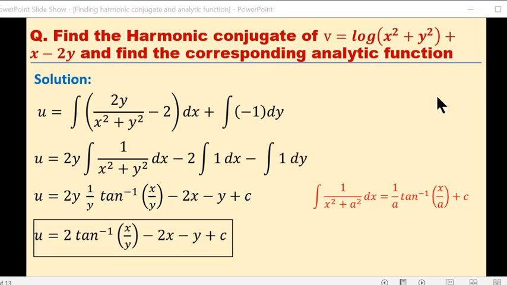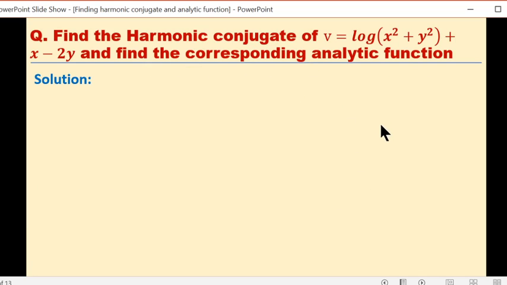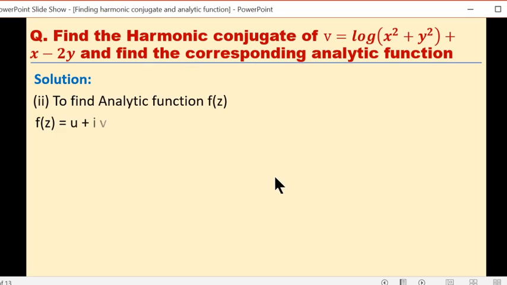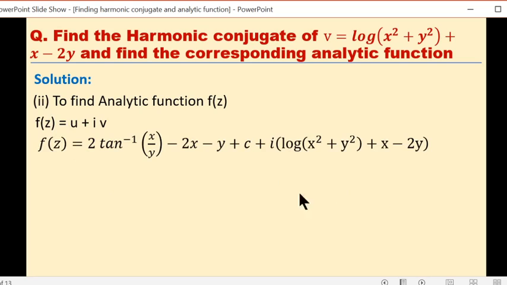Now we have answered the first part. We have found out the harmonic conjugate. अब इसमें एक second part है, and that is find the corresponding analytic function. This is very easy. We have to find f of z. f of z क्या है? u plus iv. यहाँ पर v जो था वो क्वेश्चन में ऑलरेडी दिया था. अभी फर्स्ट पार्ट में हमने u फाइंड आउट किया है, तो we substitute that u and v here.